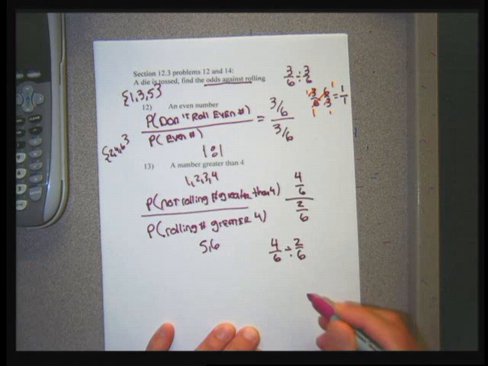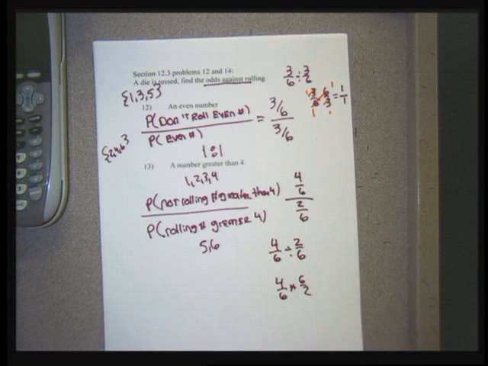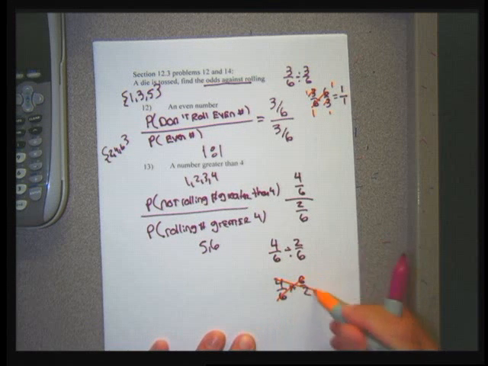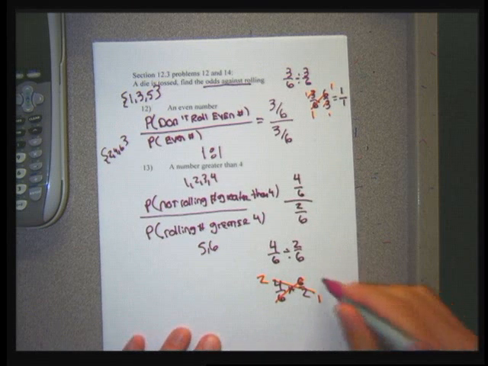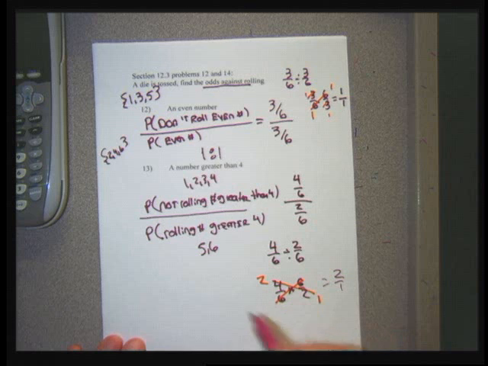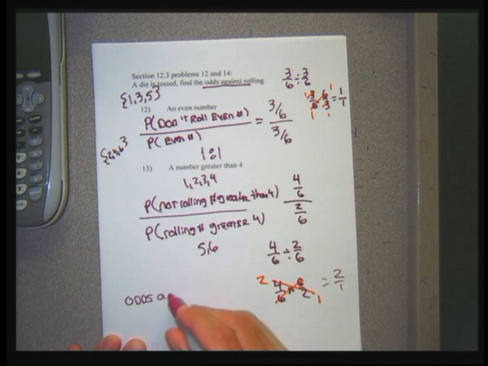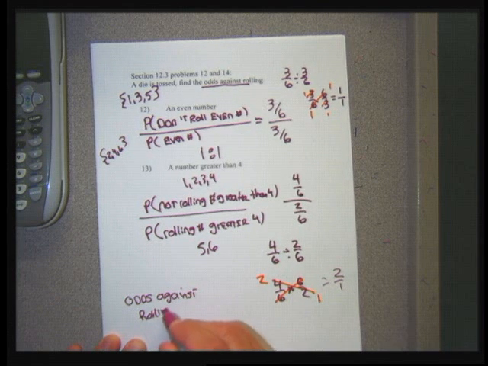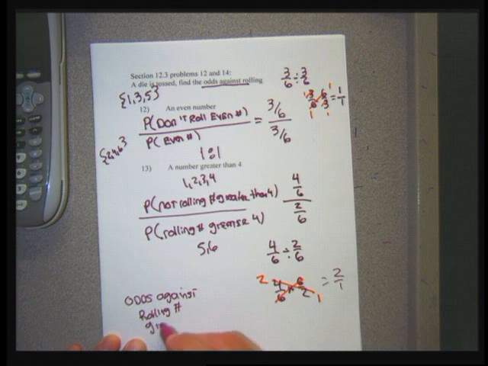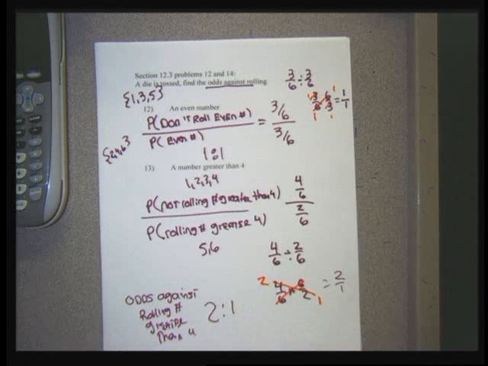So this is going to be 4 in 6 divided by 2 in 6, which is 4 in 6 times 6 in 2. I'm going to reduce the 6's to 1's. I'm going to reduce the 4 to 2 and the 2 to 1. The fraction that's left is 2 over 1. And I'll say the odds against rolling a number greater than 4 is 2 colon 1. The odds in favor would be 1 colon 2.